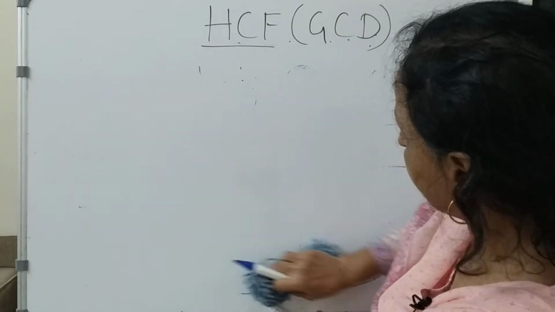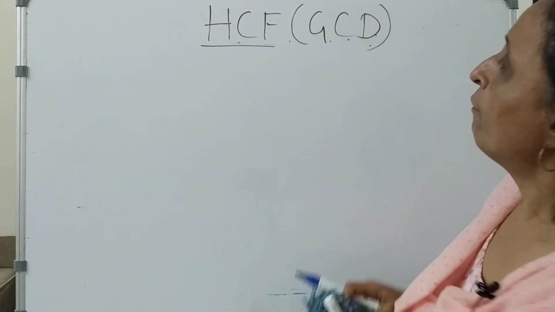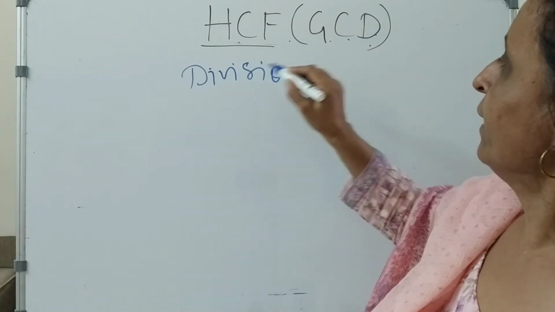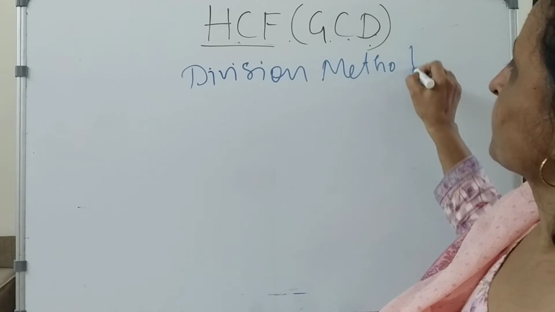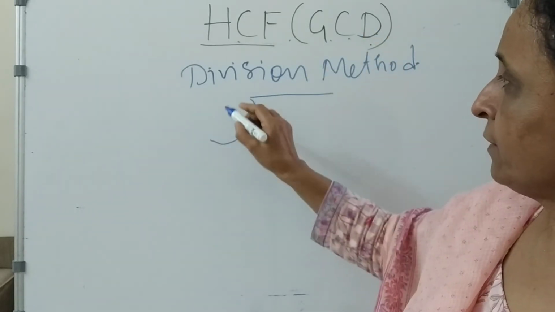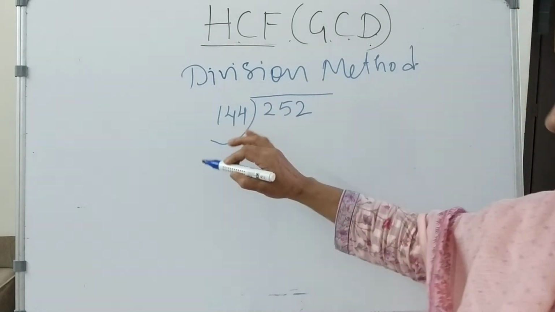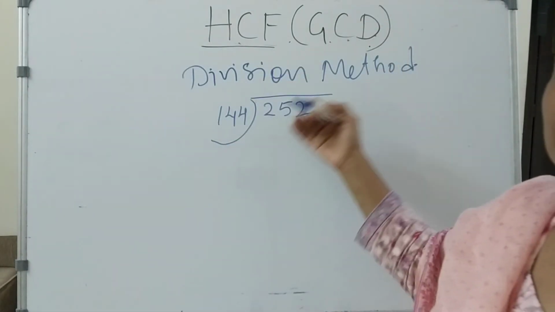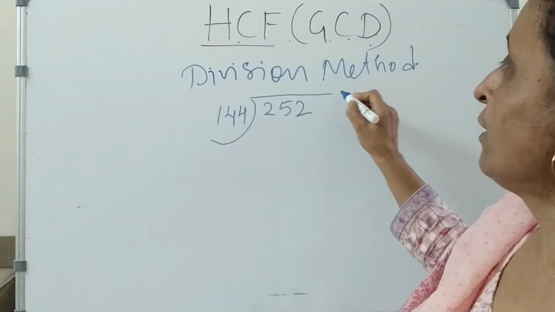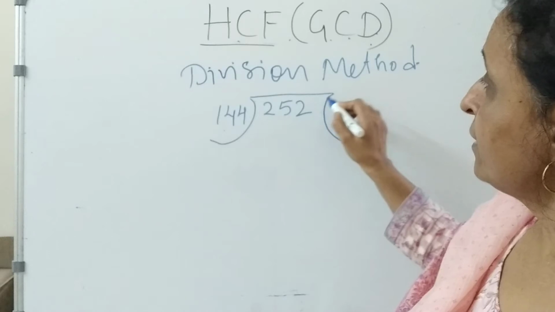It is known as the division method of finding HCF. Now let us take the numbers 144 and 252. Whenever it is a big number, it is easier to find by this division method. So now listen carefully. Now what you have to do is just divide this number.